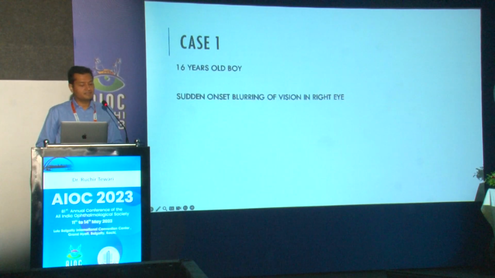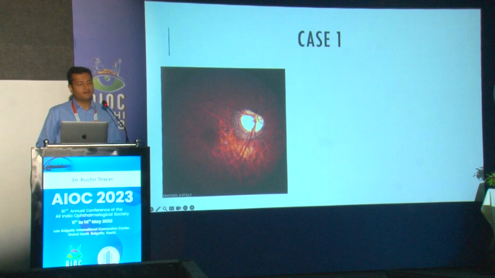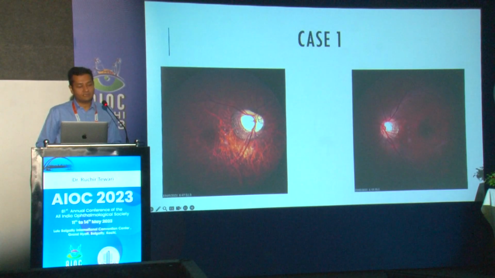So the first patient is a 16-year-old boy. He came to me with a sudden blurring of vision in his right eye. He has a history of high-powered glasses in the right eye compared to the left eye. BCVA was 6/60 in the right eye and 6/9 in the left eye. When I look at the fundus, two or three things are very much apparent. Right eye has a much higher myopia grade compared to the left eye. The disc is large in size.